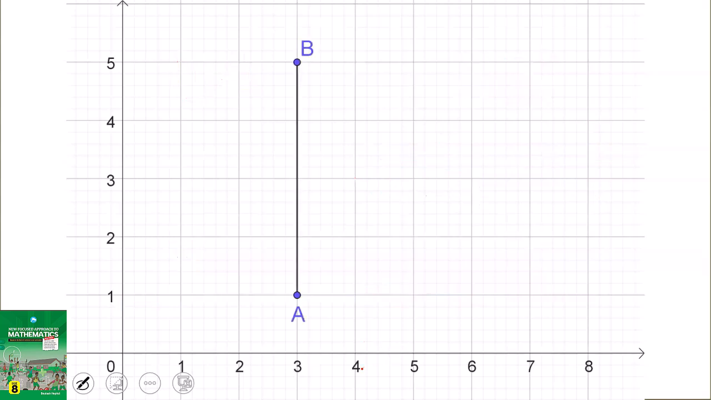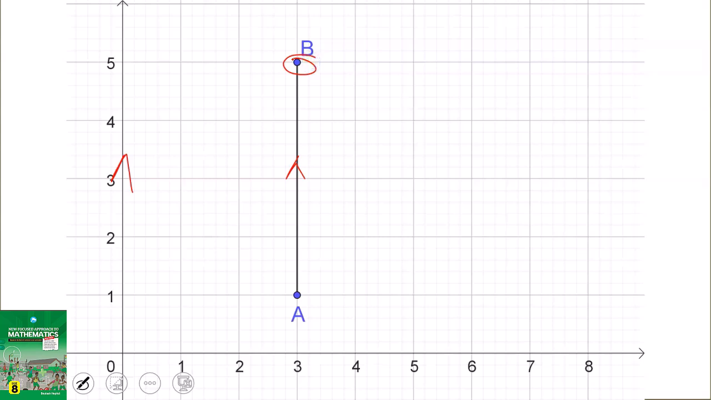Good. And then what if the line becomes vertical, and it's parallel to the y-axis? Vertical, parallel to the y-axis. Here we'll see the gradient will not exist. It will be undefined. Why will it be undefined?